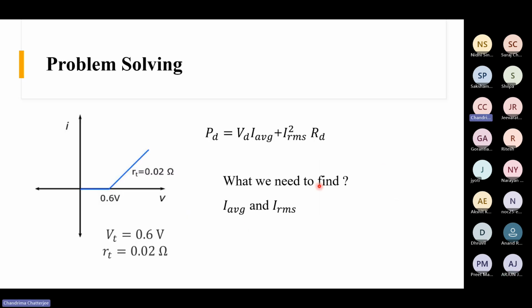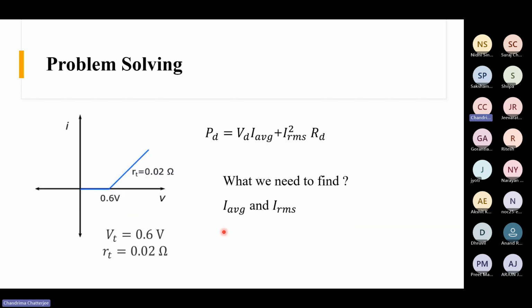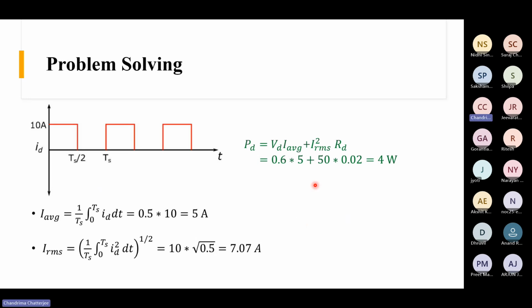So first of all, we know that the threshold voltage is 0.6 volt and the diode resistance is 0.02 ohm. That is already given. So we need to find I average and I RMS. How will we calculate? I already said what the expression for I average is. It is the integration from 0 to Ts of i_D dt, times 1 by Ts. So this is the average current.